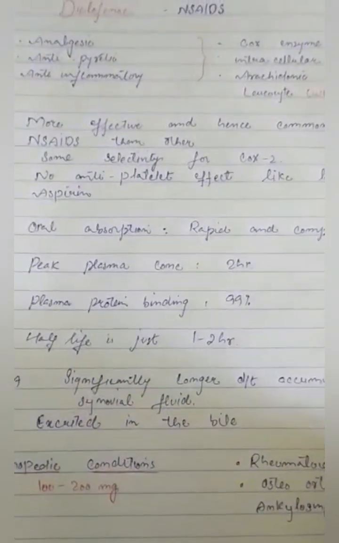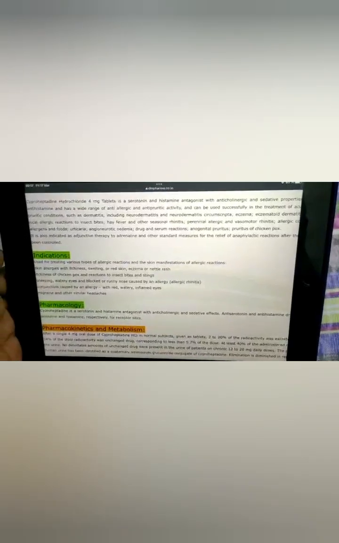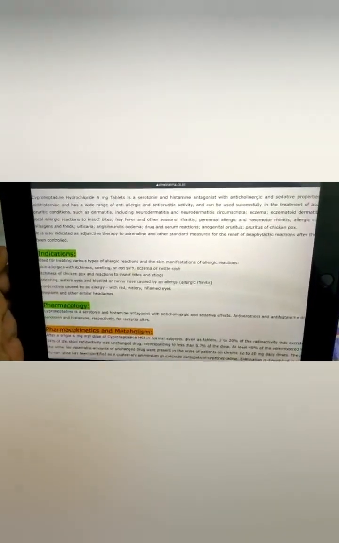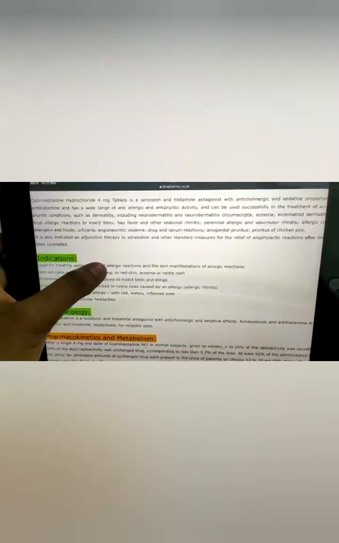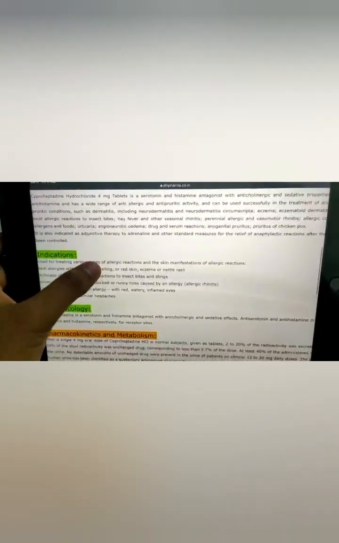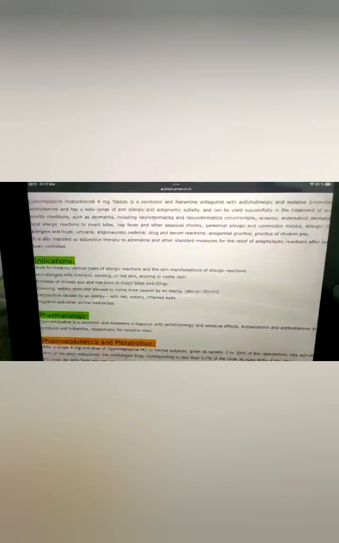Thank you. Hello guys, myself Arslan Iqbal. I am a second year student, Group 2B, Osh International Medical University. Today I am going to tell you about cyproheptadine hydrochloride. It comes as tablets and also as a syrup. It is a 4 mg tablet. It is a serotonin and histamine antagonist with anticholinergic and sedative properties.